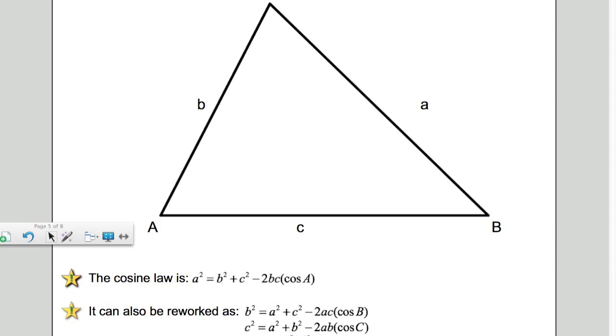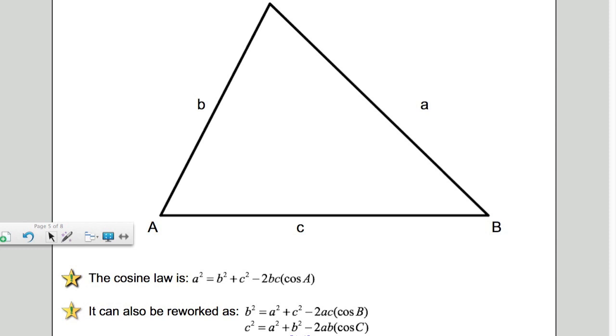Finally, the third version of it: c squared is equal to a squared plus b squared minus 2 times ab times the cos of c. Okay, it's really one equation.